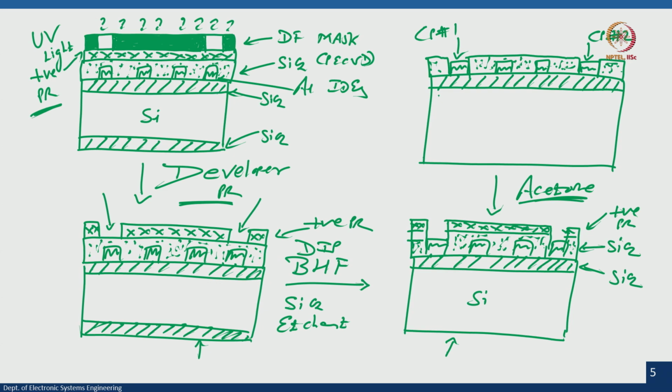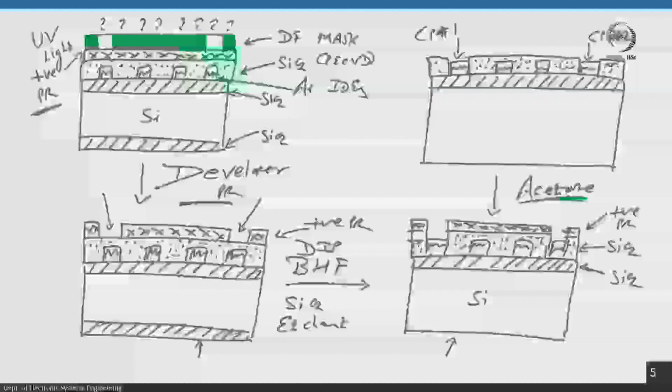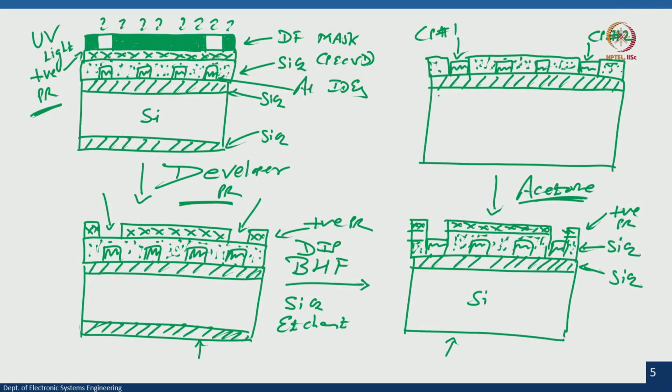In the next class we will see example of micro electrode arrays, high density micro electrode arrays that can be used for acquiring the neural signals.